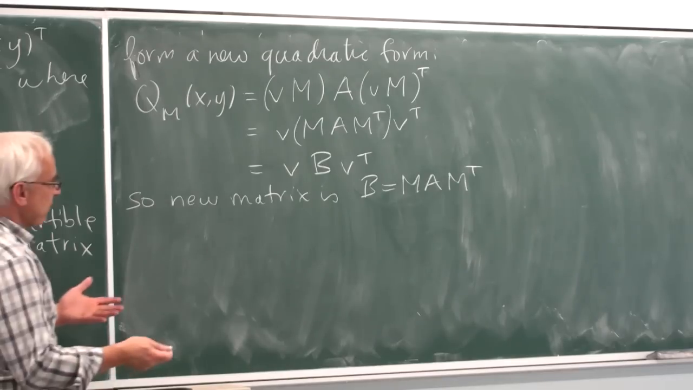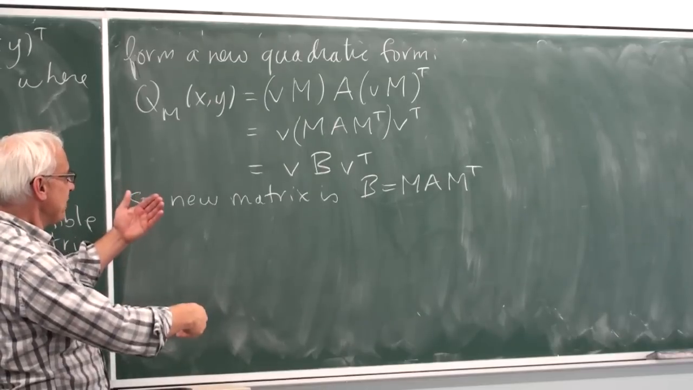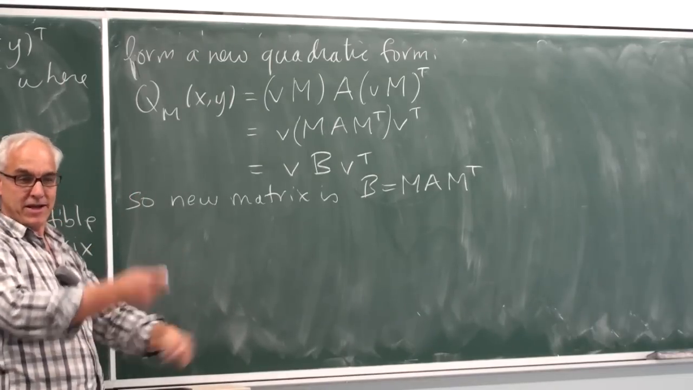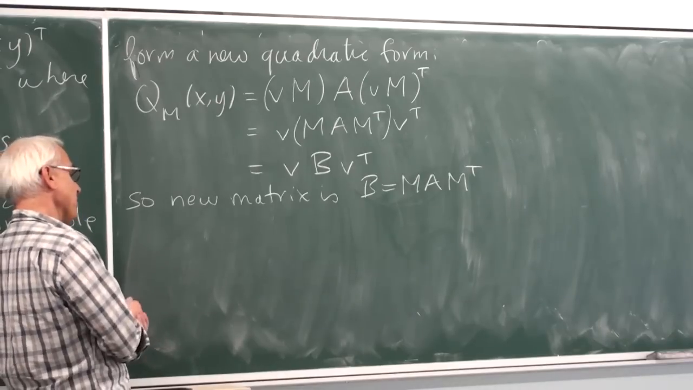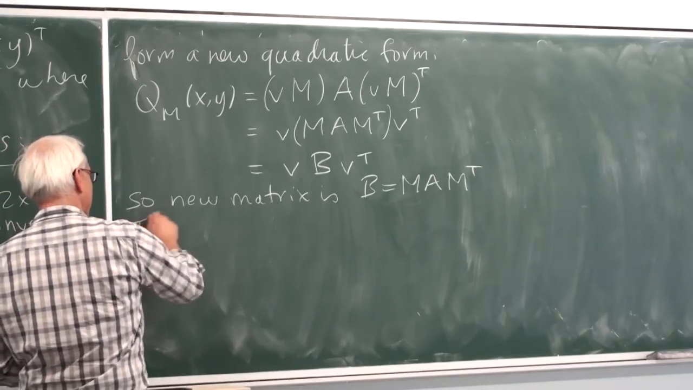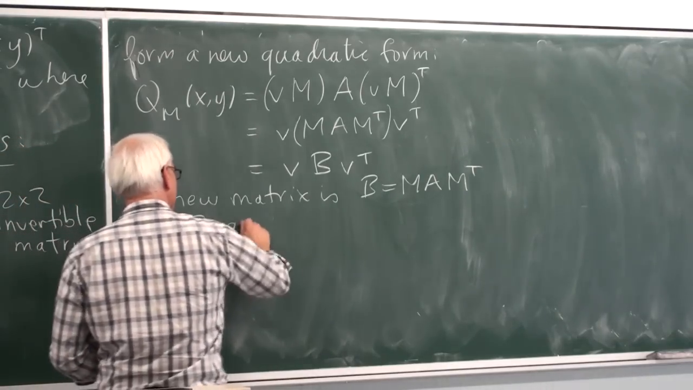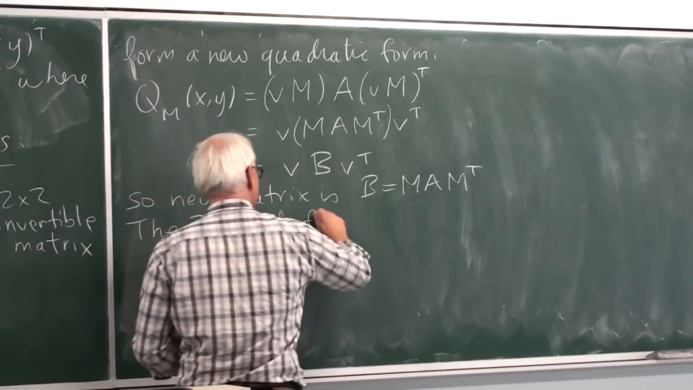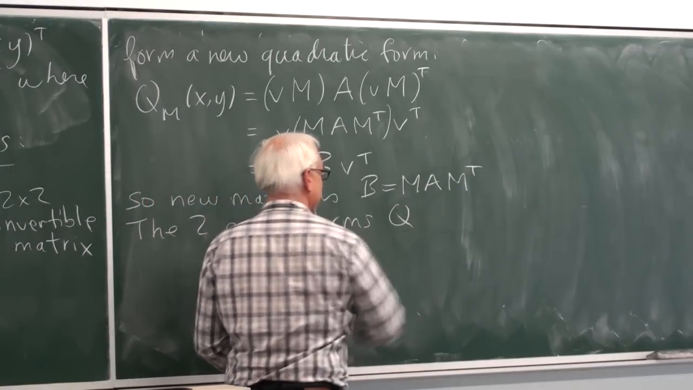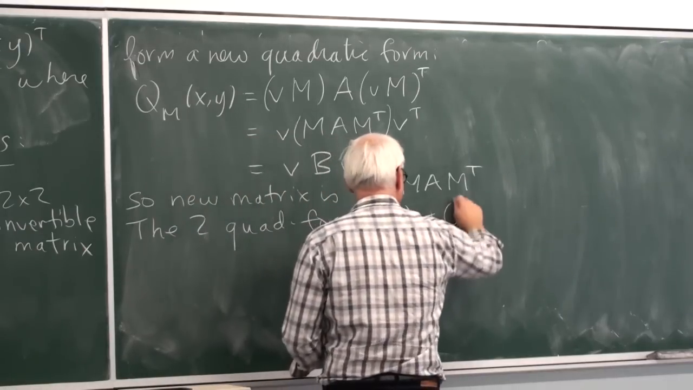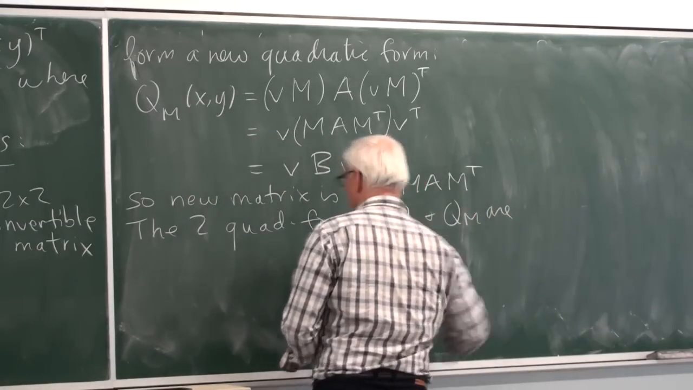Okay, and this is a way of getting from one quadratic form another one, and these two quadratic forms are generally called equivalent. So the two quadratic forms, the one we started with, Q, and the new one, Q sub M, are called equivalent.